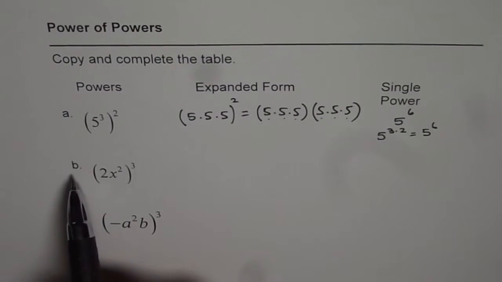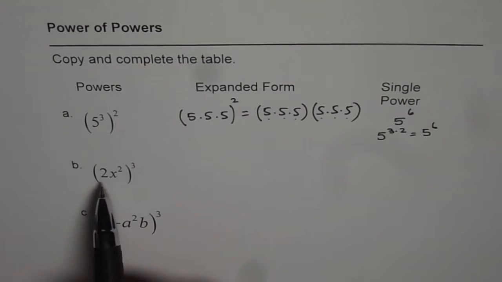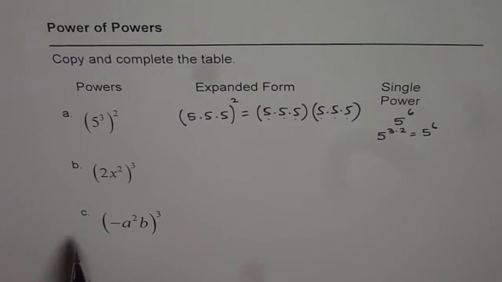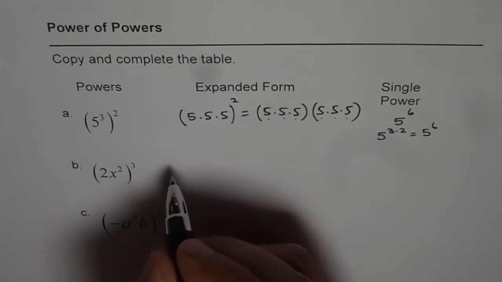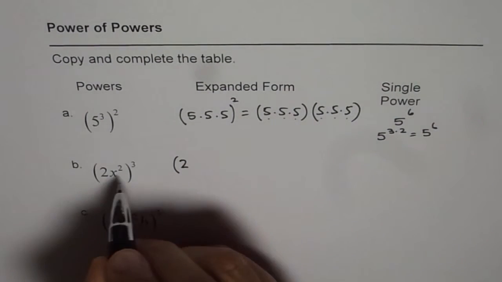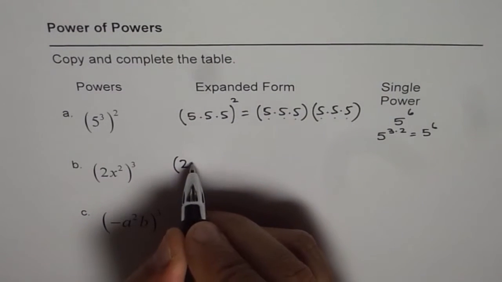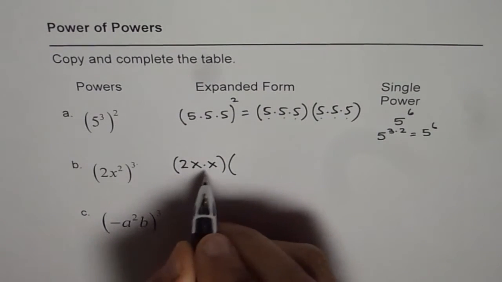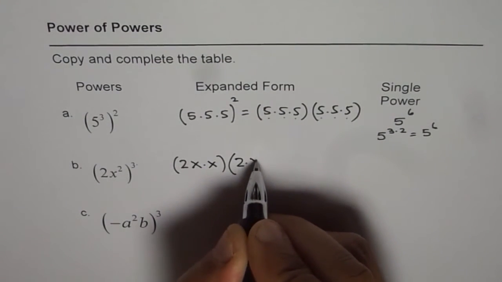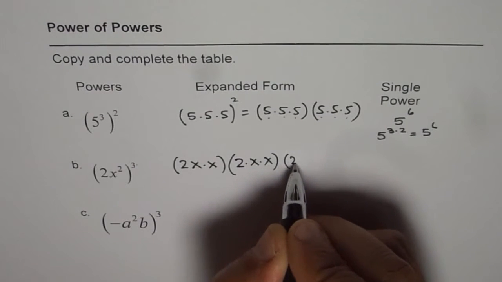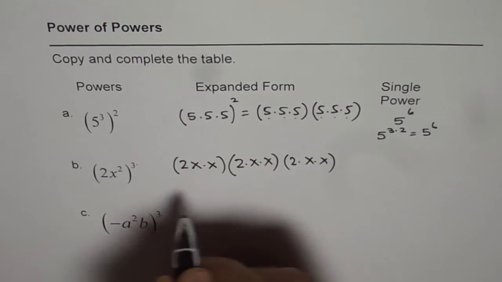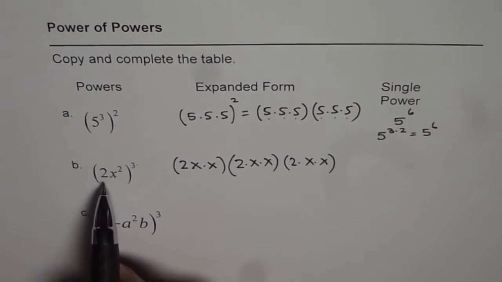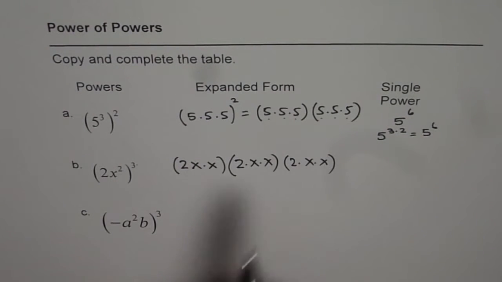Now let's try part B, where we have a number with a variable. So it is 2x squared, whole cubed. What does that mean? It really means that we will multiply 2x squared. x squared could be written as x times x, and cubed means the same term 3 times. So 2 times x times x, and then 2 times x times x again. This is what it means: 2x squared whole cubed means this term should be multiplied 3 times.